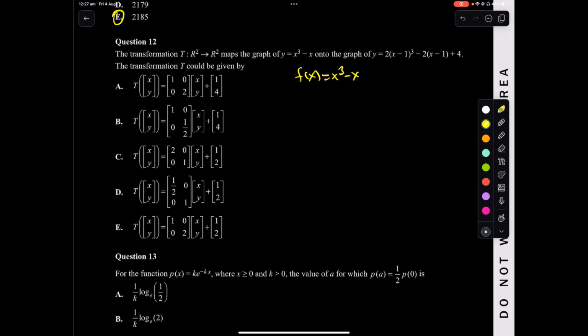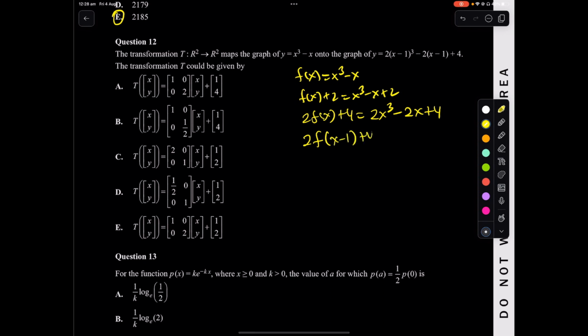Well, this one here, let's look at what we can do. Well, we can add 2. So we can say f of x plus 2, x cubed minus x plus 2. And what we can do is a dilation by a factor of 2 parallel to the y-axis. So 2f of x plus 4, which means 2x cubed minus 2x plus 4. Okay. And then we can also do a translation of 1 unit to the right. So x minus 1 plus 4. So yeah, that should give us the same.